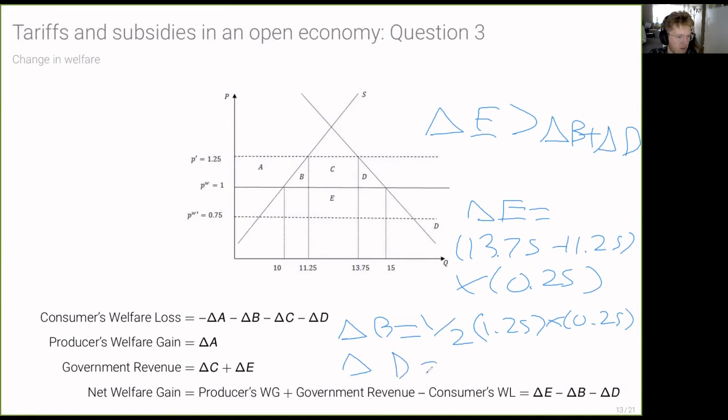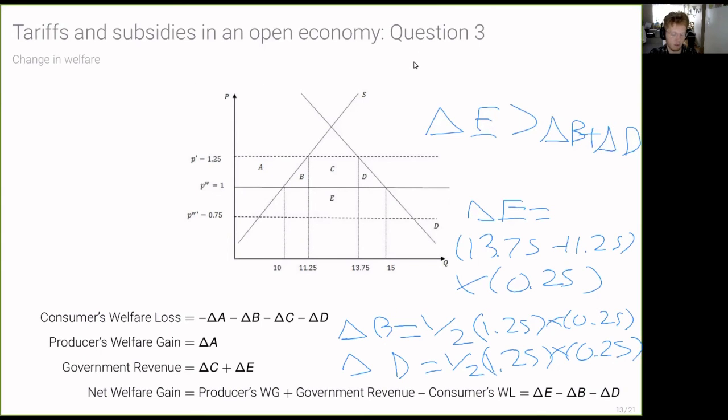What's going to be the area of D? It's going to be, again, another triangle. Its base is going to be this as well, and its height is going to be the same. In general, the areas of B and D won't be equal if the slopes of supply and demand aren't the same, but here they are. So we've gotten that the two formulas are the same, and so they have the same area.